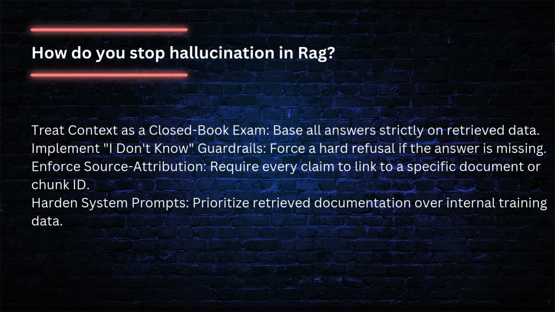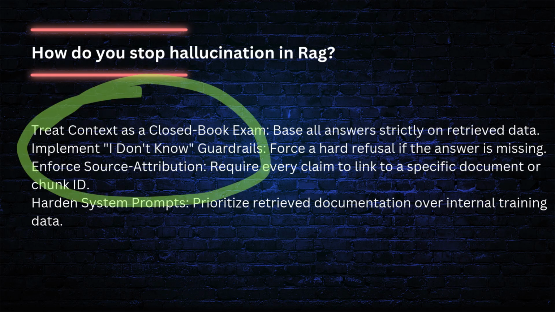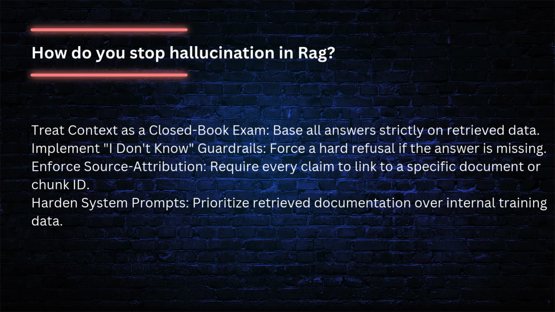How to reduce hallucination in RAG? Stopping hallucination in RAG requires anchoring the model's generation strictly to the retrieved facts while treating the context like a closed book exam. It is something called explicit refusal guardrails, where we instruct the LLM to reply with a hard "I don't know" if the answer cannot be completely found within the provided context chunk.